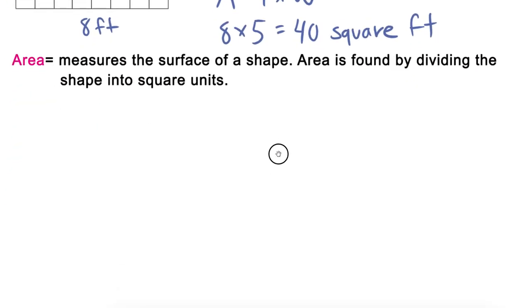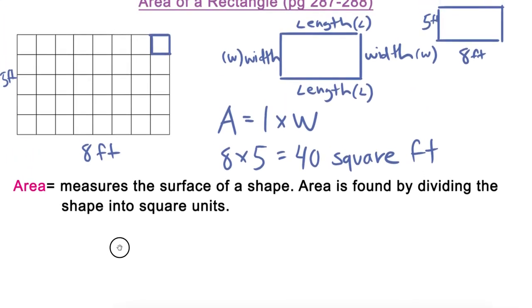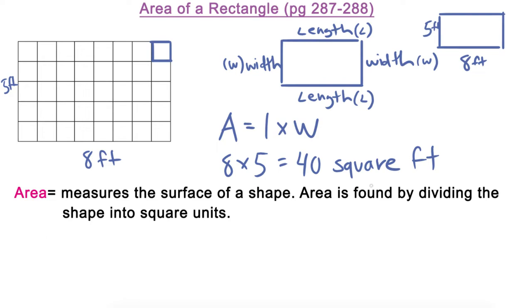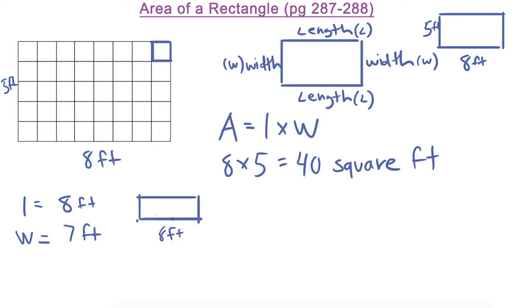Let's go over some example problems. You will see something like this. Length equals, let me take away the definition for area, length equals 8 feet, and width equals 7 feet. How would you figure out the area for this rectangle? If I know that the length is 8 feet and the width is 7 feet, how would I figure out the area?